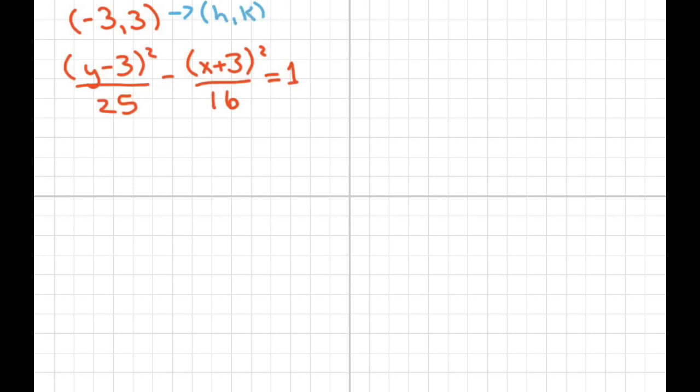So you look at your x and you're going to get negative 3. Your y you get 3. So I'm going to go negative 3 and up 3. Probably should have moved this over, so maybe I'll move it over here. So we have (y minus 3) squared over 25 minus (x plus 3) squared over 16 equals 1. All right, now there's where we're starting.